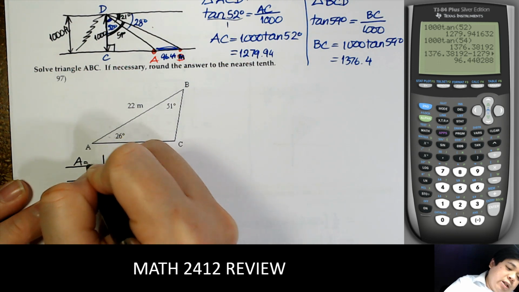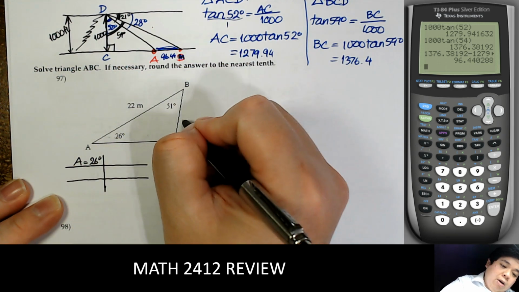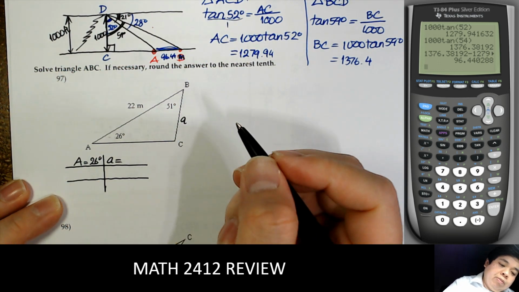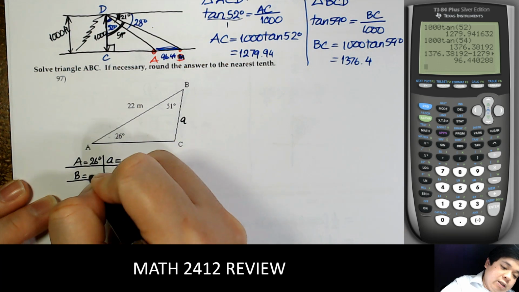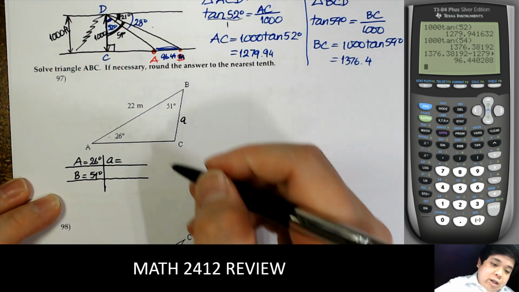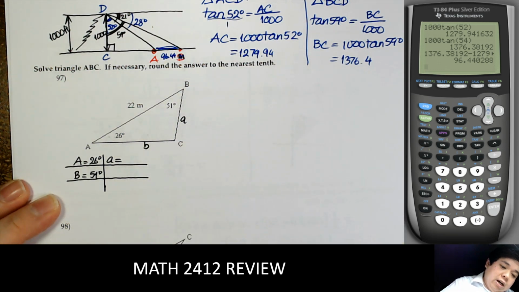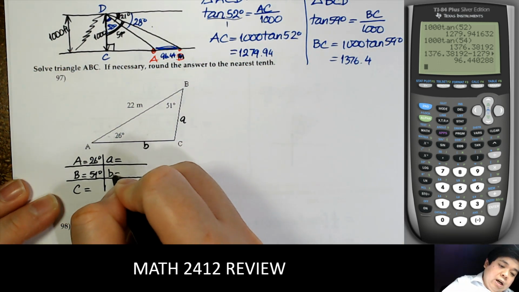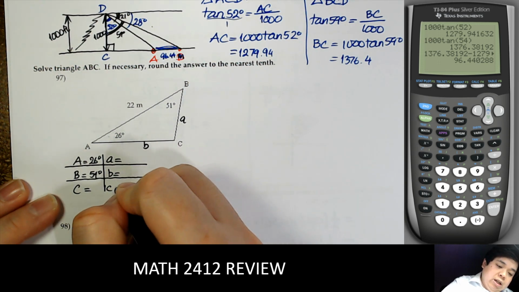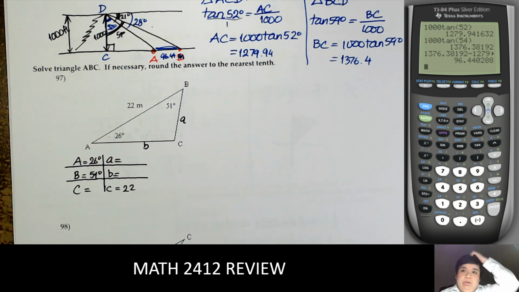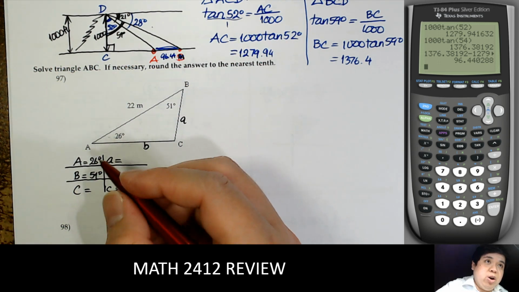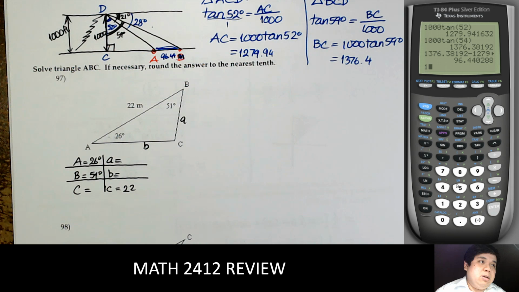Angle A is 26 degrees. The side opposite to big A, we don't know. Angle B is 51 degrees. Opposite to B, again, we don't know that. C, we don't know angle C. But opposite to C is the little c of 22. So two pieces of information to find the other three. That's fair game. First, the most obvious one is if we know two angles, we know the last one. So we subtract 51 and 26 from 180, and we have 103 degrees.